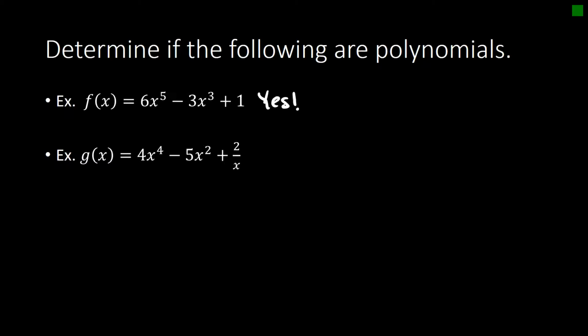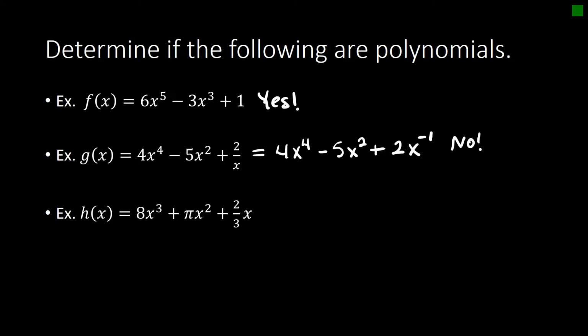In the next problem, we have 4x to the fourth minus 5x squared plus 2 over x. We can rewrite this as 4 times x to the fourth minus 5x squared plus 2 times x to the negative first power. Now, notice that we have a power that's not a whole number. Negative 1 is a negative integer. So we say no, this is not a polynomial. You cannot have negative powers when you're dealing with polynomials.